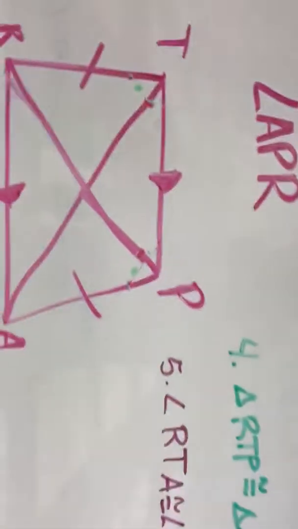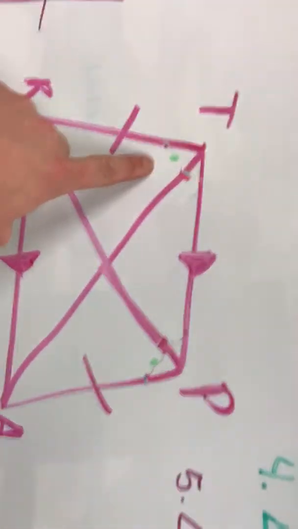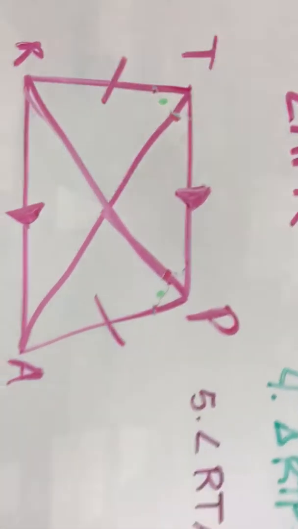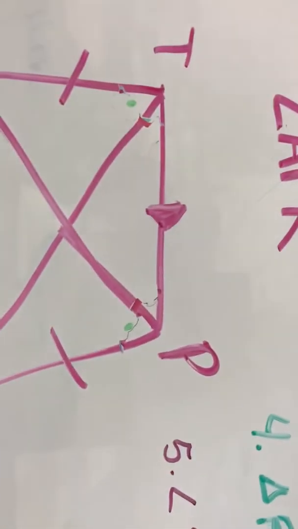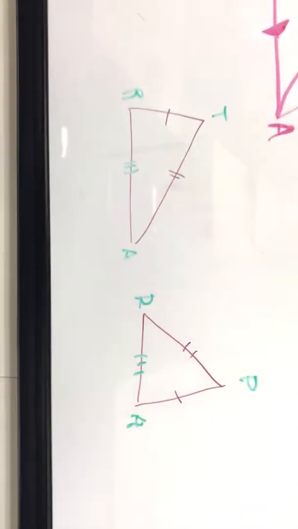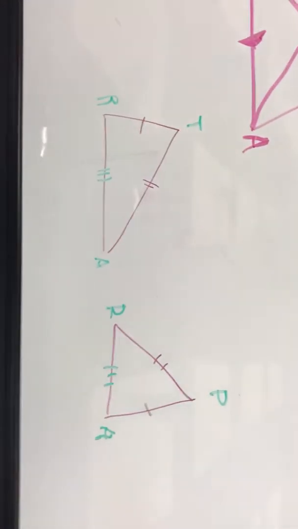So then I redrew, since we're trying to prove these two angles are congruent, I redrew this triangle down here. And then I redrew this triangle, this triangle right here, down here. So I have those two triangles written down there. I wrote the letters, corresponding letters with them.